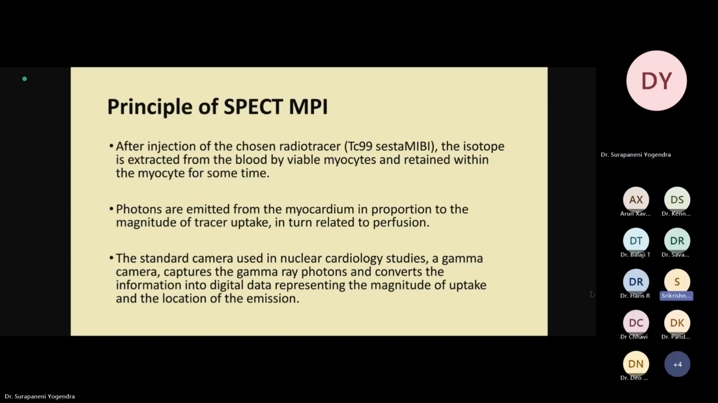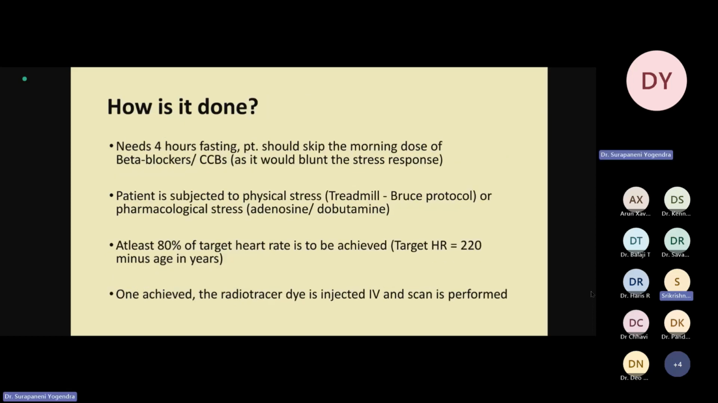So how is it done? The study needs 4 hours of fasting. Patient should skip the morning dose of beta blockers or calcium channel blockers, as this would blunt the stress response. And the patient is subjected to physical stress, treadmill Bruce protocol, or pharmacological stress using adenosine or dobutamine. At least 80% of the target heart rate is to be achieved.